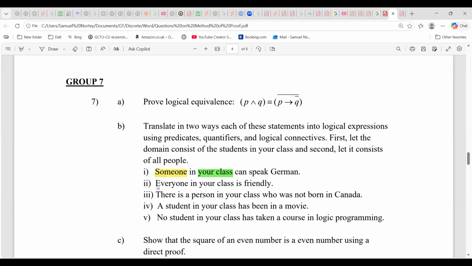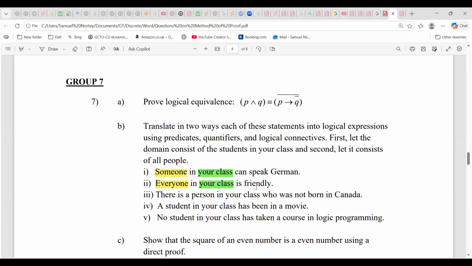Okay, let's take the second one. Everyone in your class is friendly. Now, what is my quantifier? Universal. Exactly, everyone. So that is universal. Now, again, what is my variable? Your class. That will be your X. And then what will be your predicate statement? Let's call it F of X. F of X will read what? X is friendly. That becomes F of X.